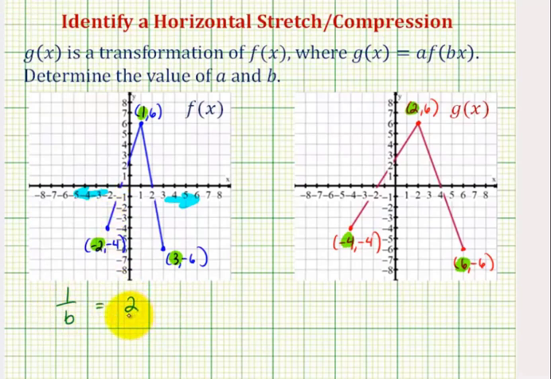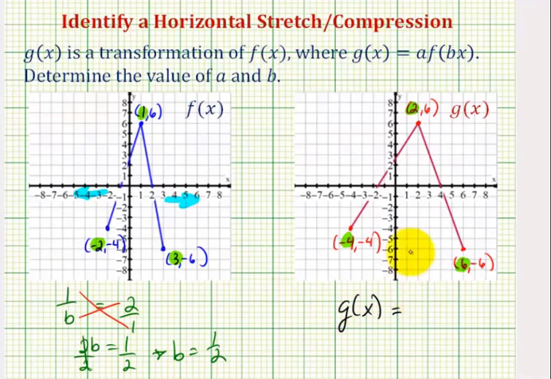Let's go ahead and just show that. I'll put this over 1. I'll go ahead and cross multiply. 2 times b is 2b, must equal 1 times 1. So 2b equals 1, divide both sides by 2, b equals 1/2. Which means g of x is equal to, again, a is 1 because we do not have a vertical stretch or compression, so we just have f of 1/2 x. So a is equal to 1 and b is equal to 1/2.